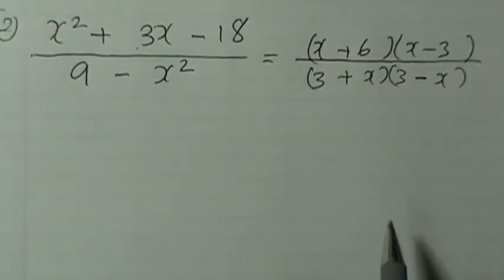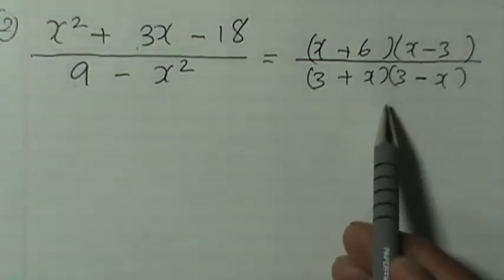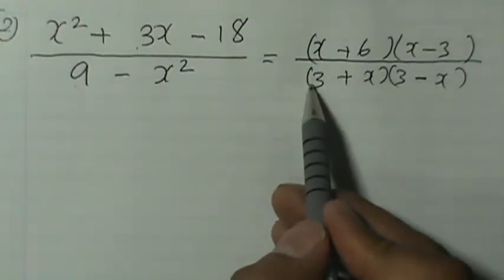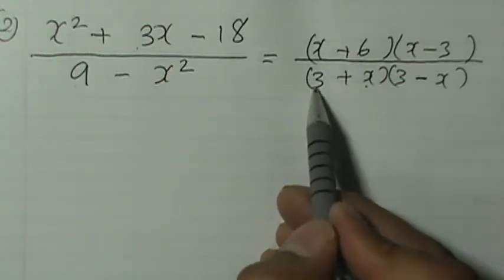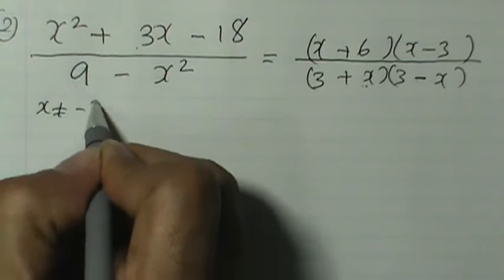Before we simplify top to bottom, we must state the restrictions. And the restrictions in this case, since it's a binomial, are the zeros of the bottom. The zero of 3 plus x is negative 3. If I were to substitute x with negative 3, the bottom will go to 0. So I should say x cannot be negative 3.